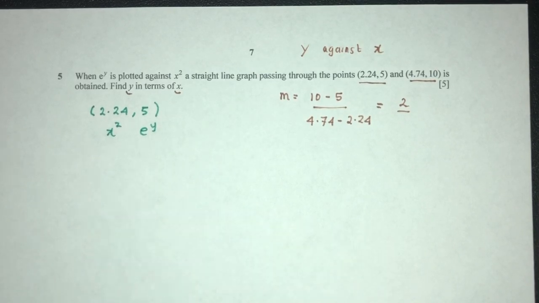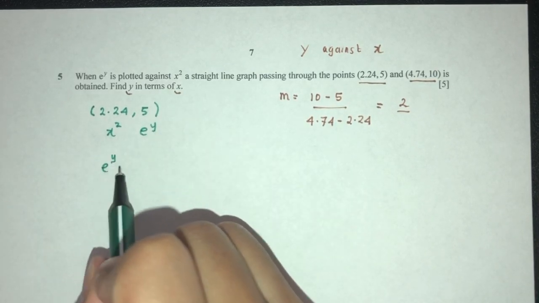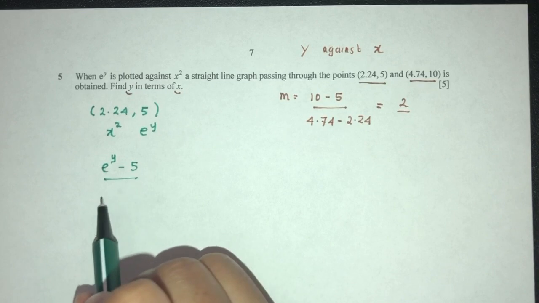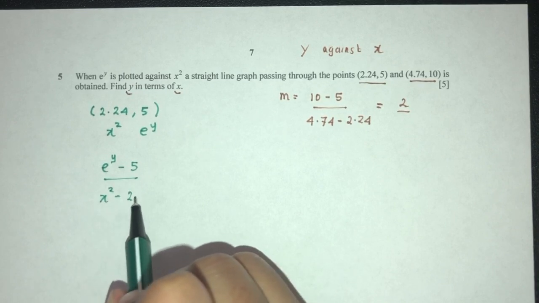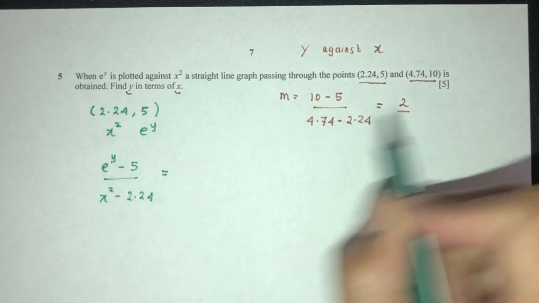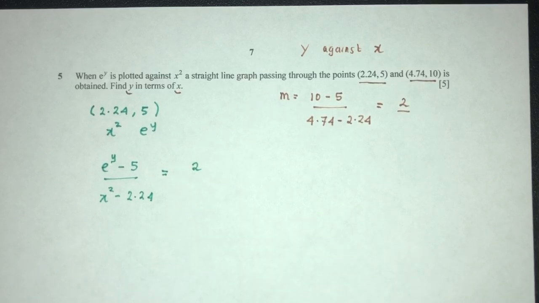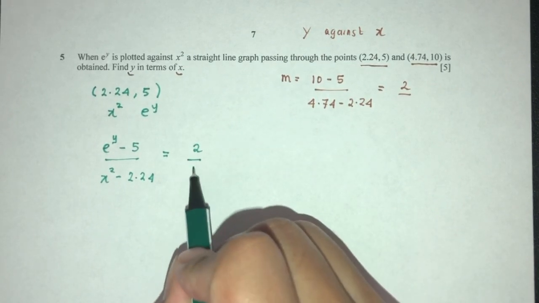So how would you find the equation? You would take this one minus this corresponding value over x squared minus 2.24. Have to equate to the value of the gradient. Again, this is my method of finding the equation of a straight line, but usually you need to find the gradient and you have to have a passing point to find the equation of a straight line. That's the idea behind. Now we have to cross multiply.